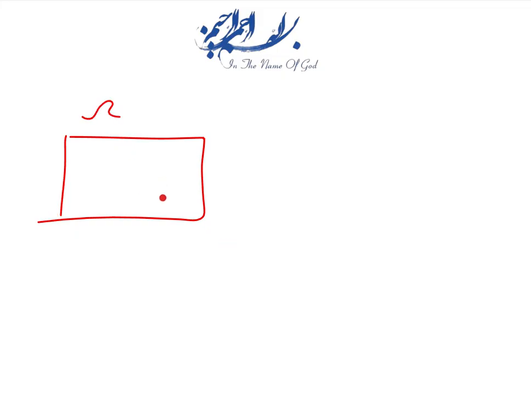This is our sample space. Suppose that this is our sample space. This is A, this is event A.